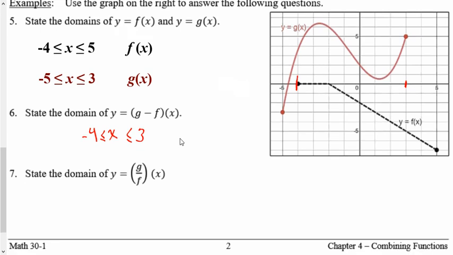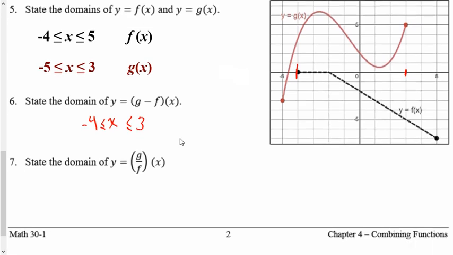For number 7, it's a little bit trickier because since I'm dividing, there are now going to be some additional restrictions because I can't divide by 0. So I'm going to take a look here and see, well, g of x, that's this curvy function. It's dividing by the f of x function. Well, f of x doesn't exist, but then it's 0. I can't divide by 0. So I can't use -4 or -3 or -2. I can't use any of those values up to here.